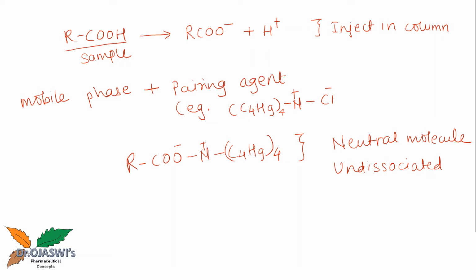Now in cases where the sample can exist as RCOO minus, or RSO3 minus in the case of sulfonic acids, when they are dissolved in bases, the pairing agent which can be used is the tetrabutyl ammonium cation. These counter ions combine with the analyte ion to form an undissociated ion pair, which is retained more strongly by the reverse phase packing. The other ions in the sample which have not formed any pair with the counter ion will flow down along with the mobile phase, and thus the separation will be achieved.